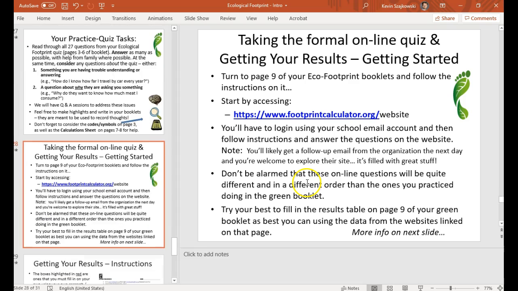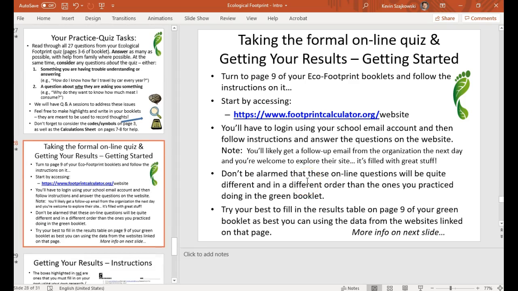Fundamentally, what's going to happen is after you've practiced those questions on the paper or in that practice booklet, you're going to be asked to go and take an online quiz using a website, and the link to it is here. And this website is different than the one that was originally used to create that paper document. So the questions are going to be different. You're going to have to log on after clicking on that link using your school email.